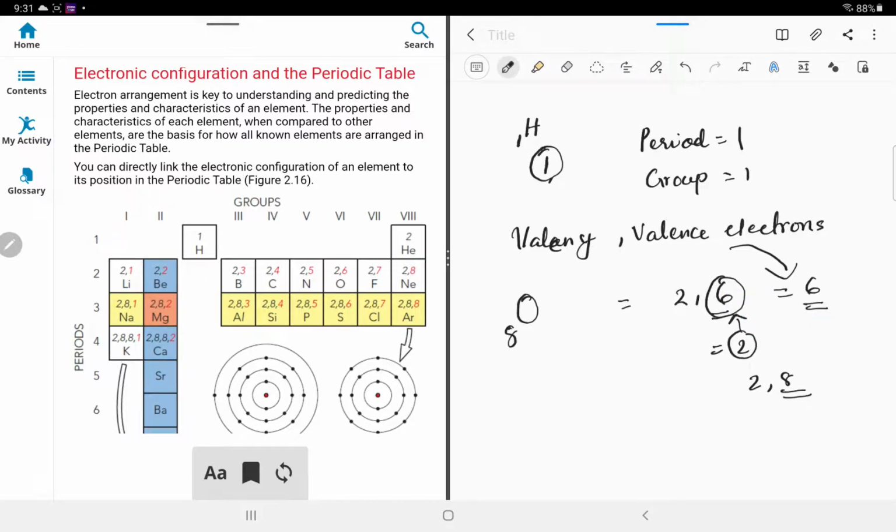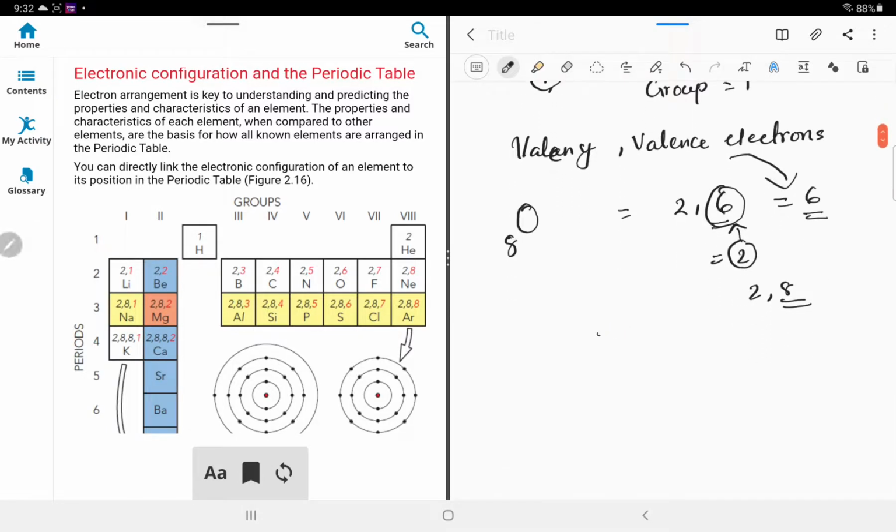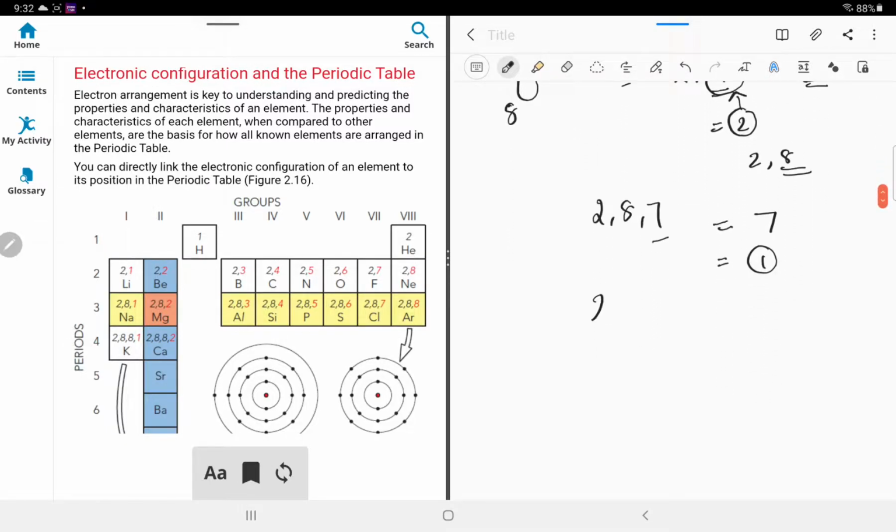Valency is the number of electrons required for an atom to complete its octet electronic configuration. Let us take chlorine. Chlorine is 2,8,7. What is its valence electron? 7. What is its valency? 1. It needs one more electron to complete its octet. Let us take sodium, 2,8,1. What is its valence electron? The number of electrons in the outermost shell is 1.